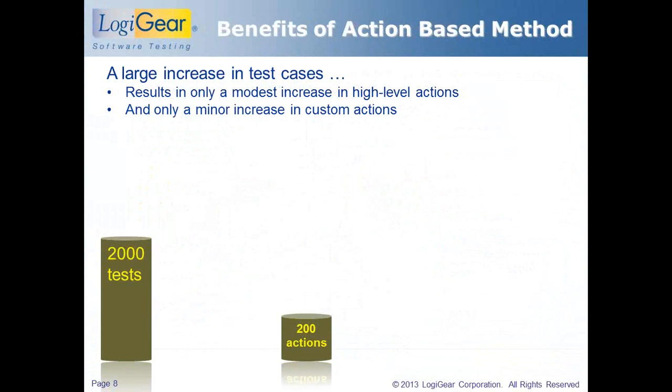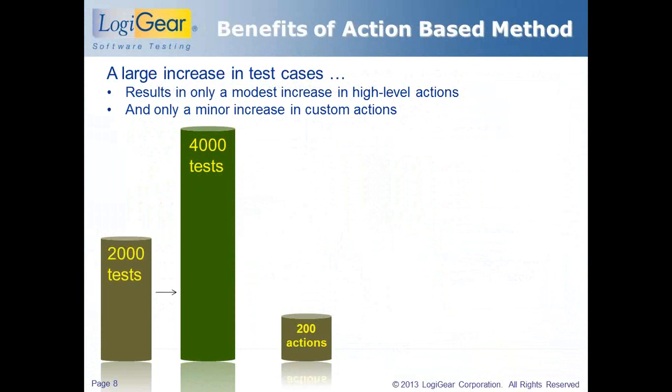So the biggest benefit of this is when you want to scale the number of test cases. Let's think about how much work is involved in being able to do that. Say you have 2,000 test cases, and it takes about, just say, 200 actions to be able to define the interaction of those test cases. If you want to scale those test cases to 4,000 test cases, then the question is, how many additional actions do you need to do to be able to support those additional 2,000 tests?